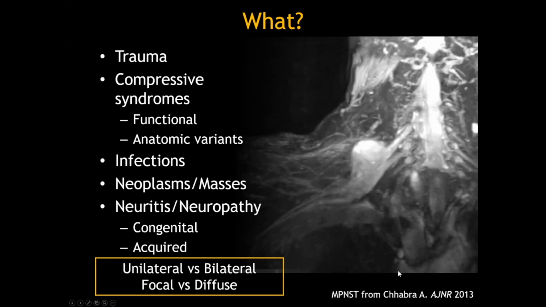And one thing that can help you hone or narrow down your differential diagnosis is to look to see if this is a unilateral versus bilateral process, or whether it's focal versus diffuse. And having a good clinical history is of paramount importance. And in some cases, actually having electromyographic data, EMG or nerve conduction studies, to help guide your search pattern.